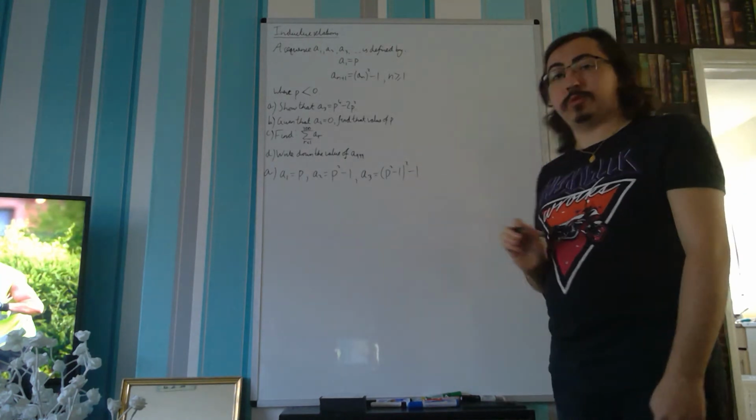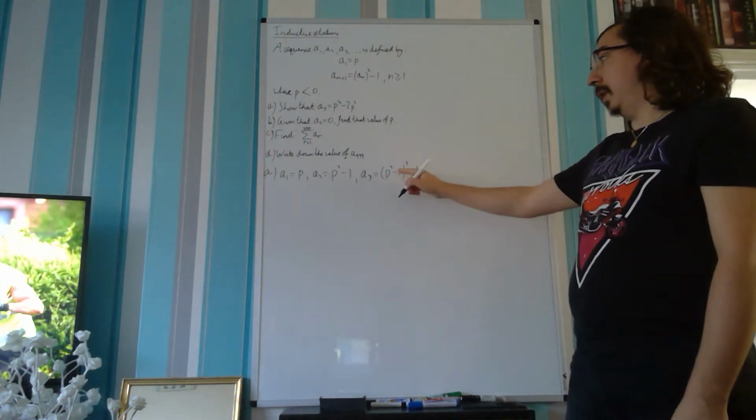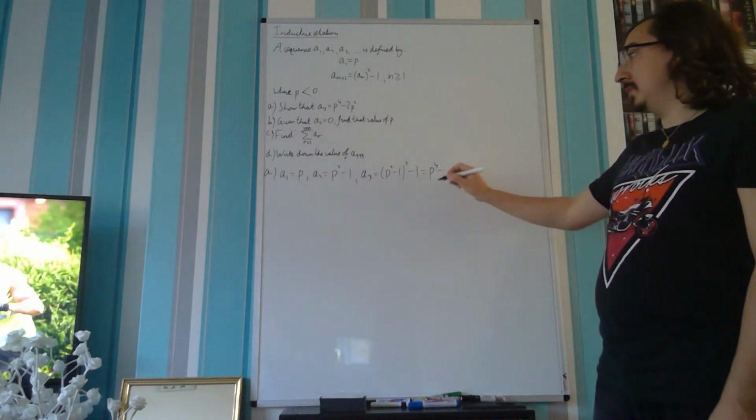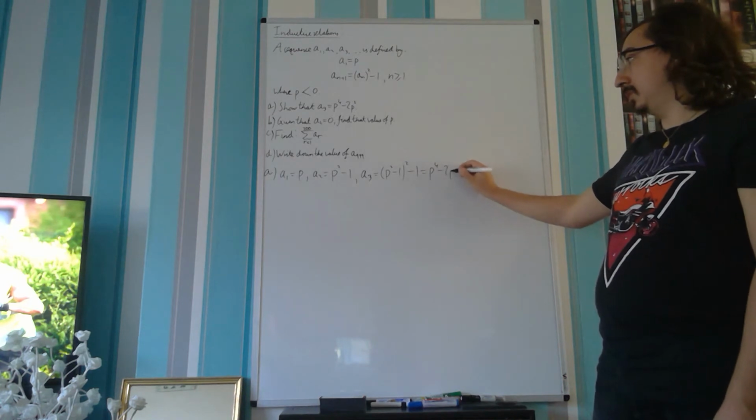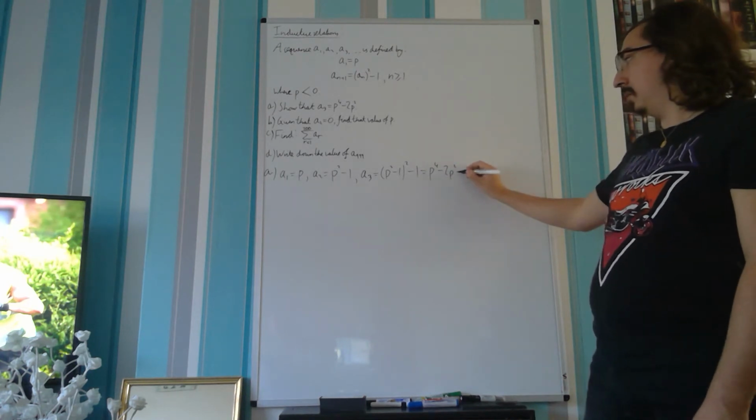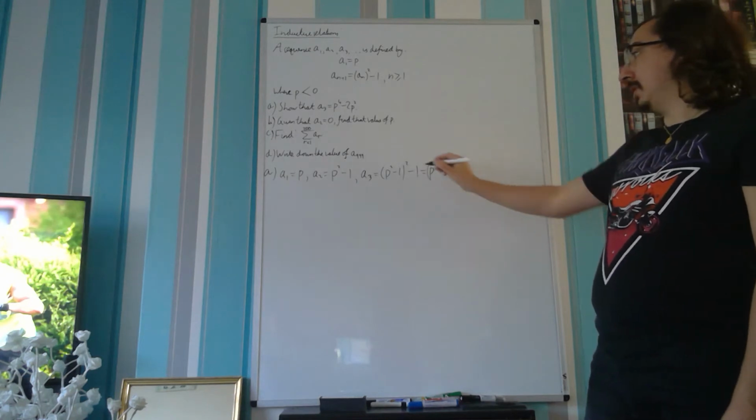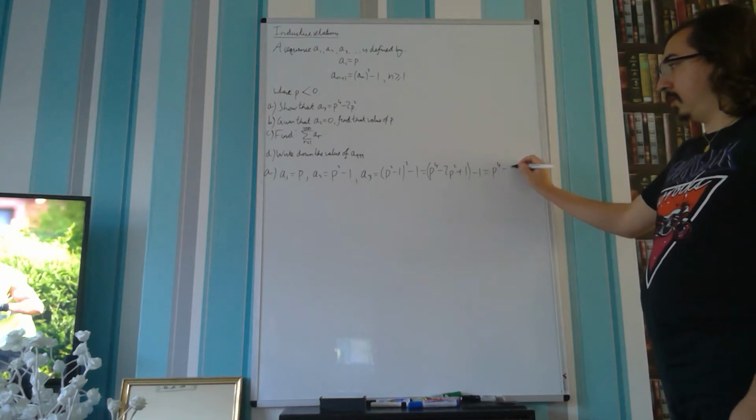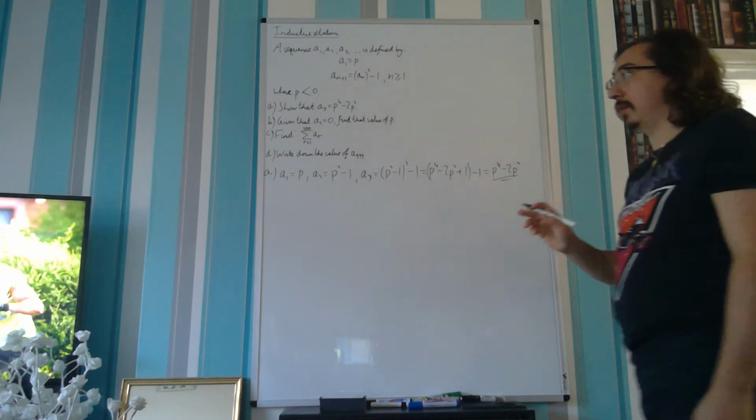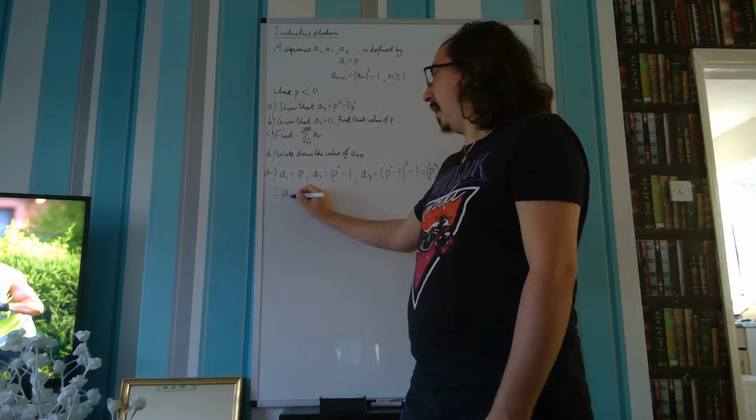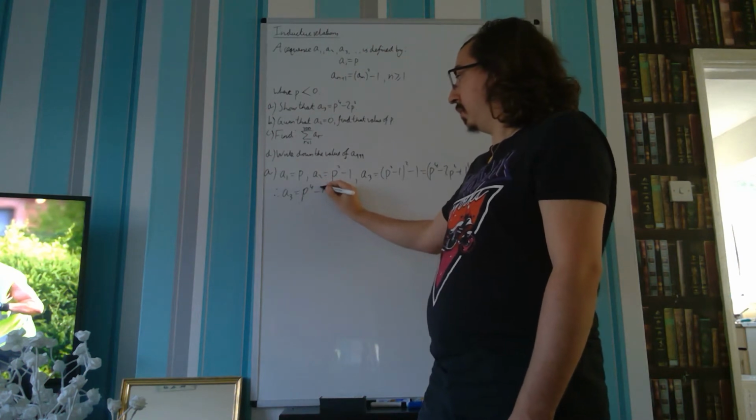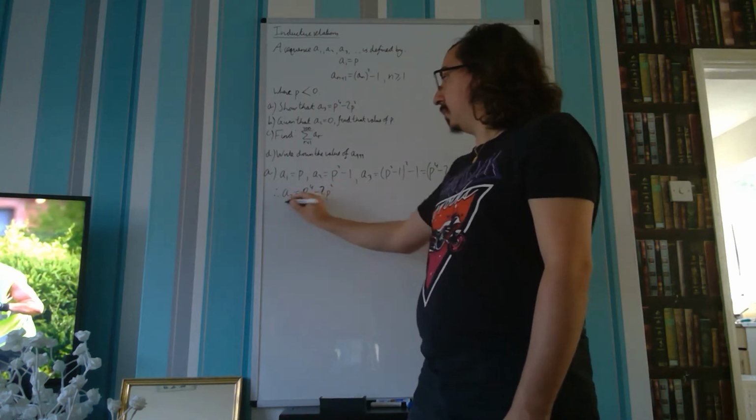squared, then subtract 1. So if we expand our brackets, we're going to get p to the 4, minus p squared and another p squared, so minus 2p squared, plus 1. And we still have to subtract 1 for that, which gets us p to the 4 minus 2p squared, which is what they were looking for. So therefore, a3 is equal to p to the 4 minus 2p squared.